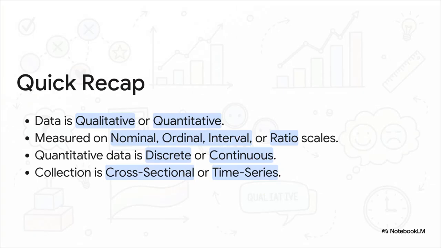Let's do a super quick recap of the whole framework. All data starts out as either qualitative or quantitative. From there, we figure out which of the 4 scales it's measured on: nominal, ordinal, interval, or ratio. If it's quantitative, we then ask, is it discrete or continuous? And finally, we think about how it was collected. Was it a cross-section or a time series? And that's it. That's the whole system.